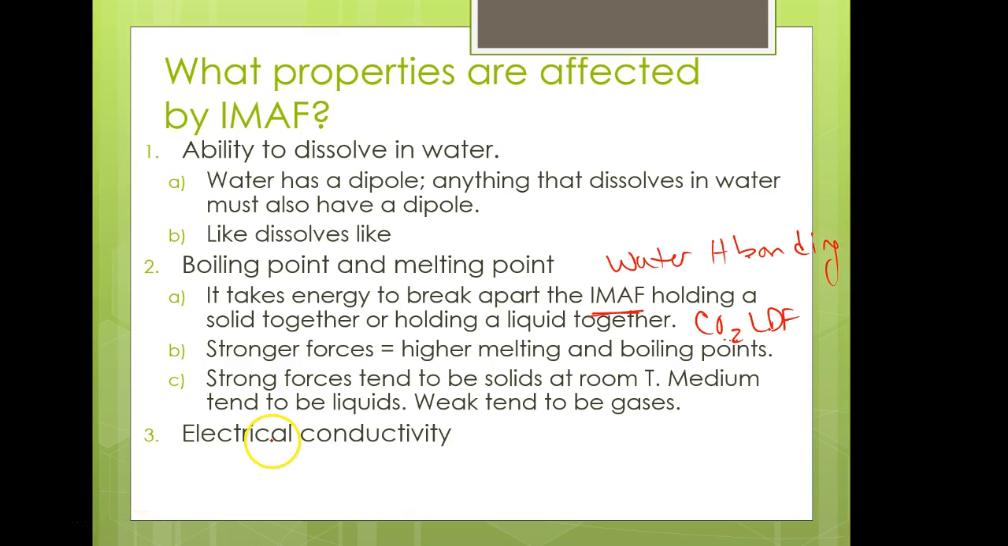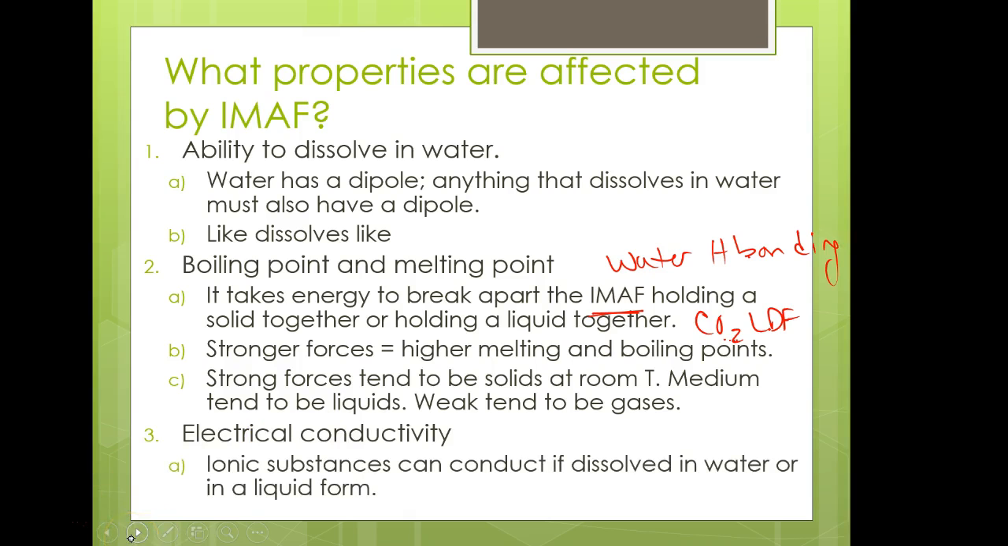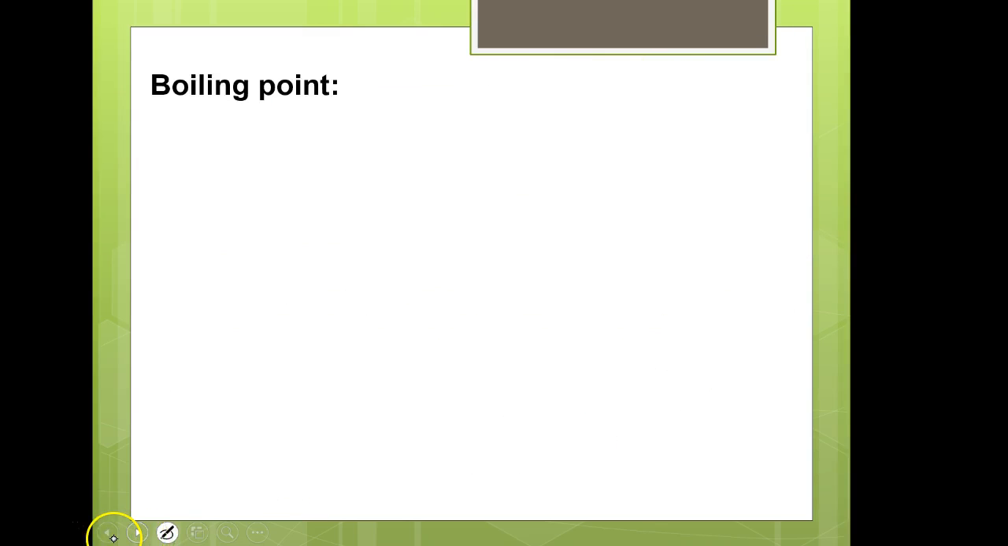Okay, and then the ability to conduct electricity. Ionic substances, so things like NaCl, can conduct electricity if they're dissolved in water because they turn into ions, or if they're melted because they turn into ions and they're free to move.